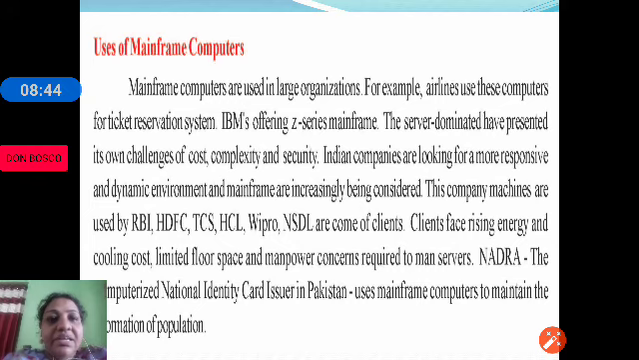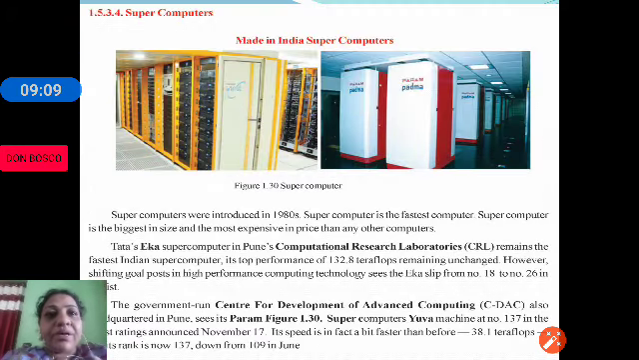RBI, TCS, HCL, Wipro are some of the companies who widely use mainframe computers to manage their data. And also there is a mainframe computer NADRA which is used by Pakistan to store and maintain the information of its population. Next comes the supercomputer.